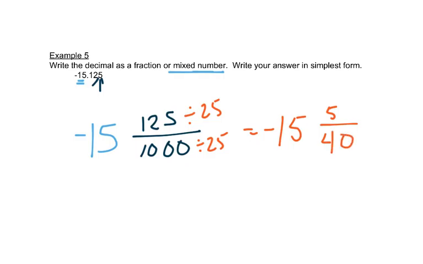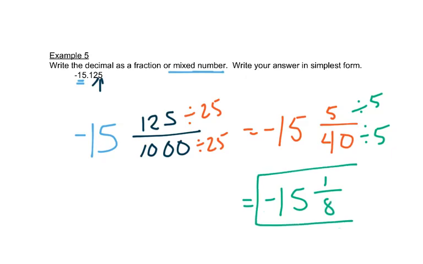Now I'm not done. I can still divide these by 5. Notice the negative 15 in front doesn't change. It's just the fraction that we reduce. And this is our final answer.